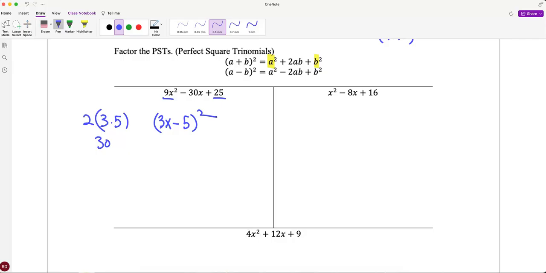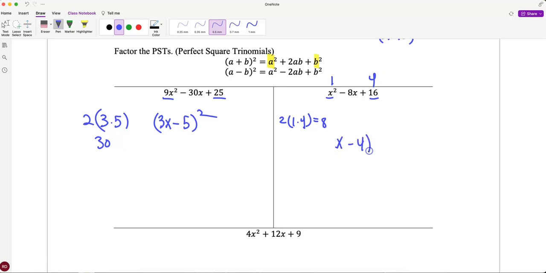Again, all I'm checking is if the first term is a perfect square, the second term is a perfect square, take the square roots, double the product, and if that is your middle term, if it's with a minus, then it's a minus perfect square trinomial. If it's plus, it's positive. So this one, that's a perfect square, and that's a perfect square. If you take the square roots, 1 times 4, and you double that, you get 8. So this is a perfect square trinomial. The square root of this is 1, the square root of this is 4.